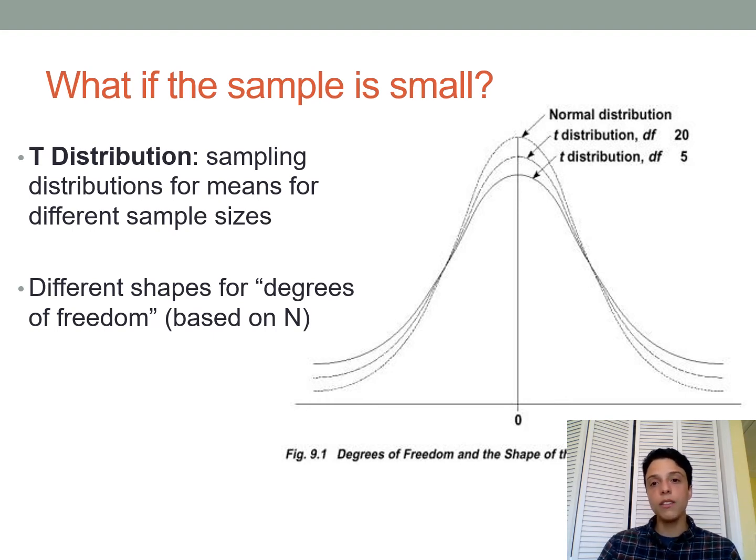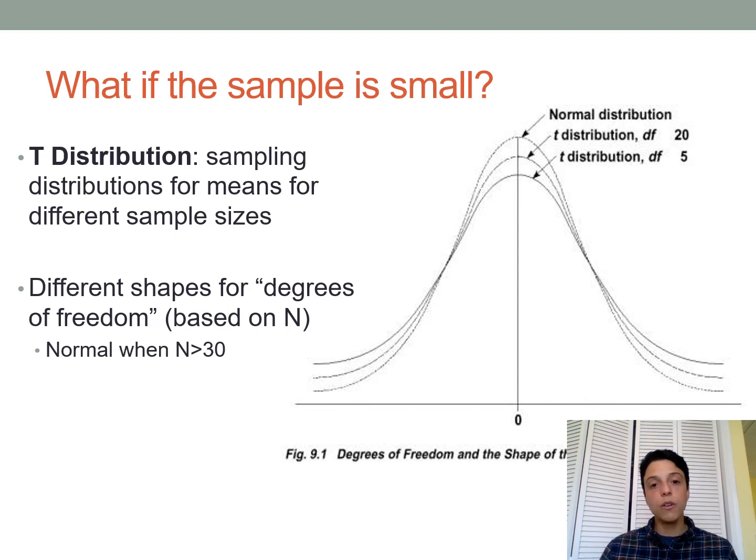But what you can see on this chart here, which shows different shapes for different degrees of freedom, is that when you have more degrees of freedom, you have a distribution that's taller and has kind of narrower tails. And when you have fewer degrees of freedom, you have a distribution that's flatter and has wider tails. And the technical term for these is fat tails. So t-distributions have a lower hump and fatter tails for smaller sample sizes.